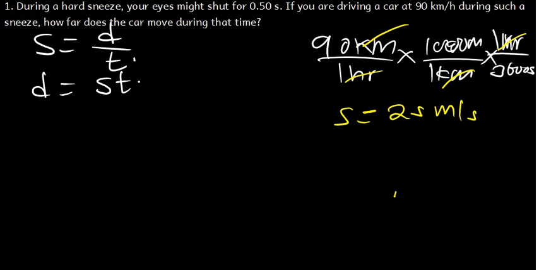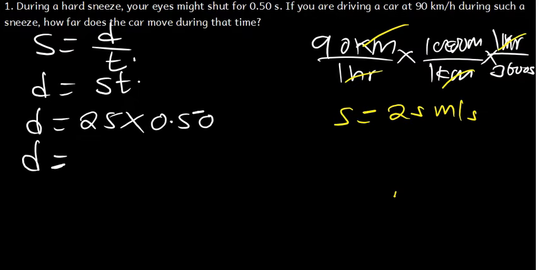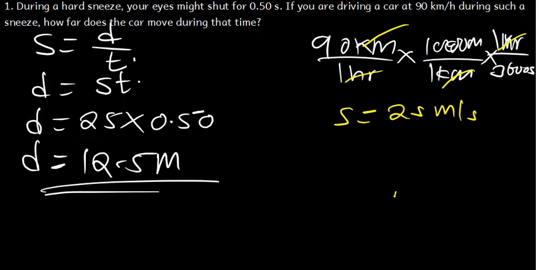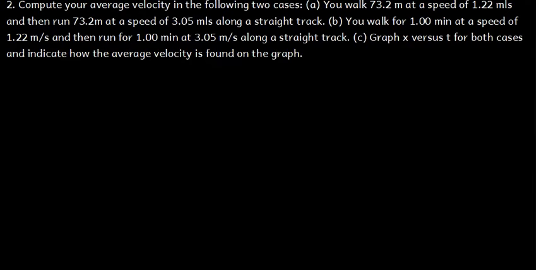Now we can plug in the values here. The distance is going to be the speed, now 25, times the time, which is 0.50. So 25 times 0.5, we're going to get 12.5 meters. So this is the answer for this question. Okay, so let's go to the next question.